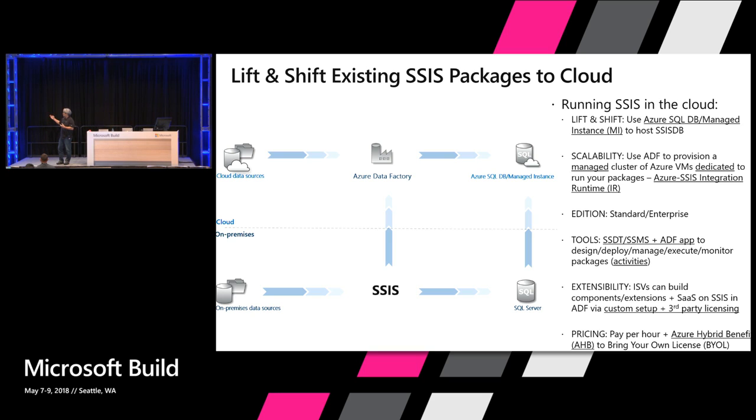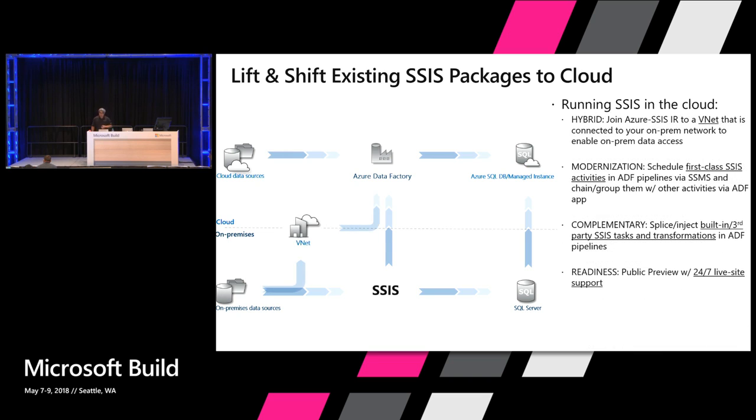And then, to take advantage of substantial savings, if you already have a SQL Server on premises, and when you lift and shift your packages to the cloud, you can use this option called Azure Hybrid Benefit, or AHB, which is essentially bringing your own license to the cloud and getting a substantial discount on running SSIS in the cloud.